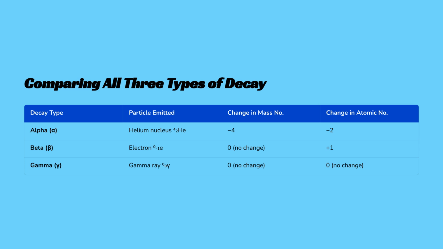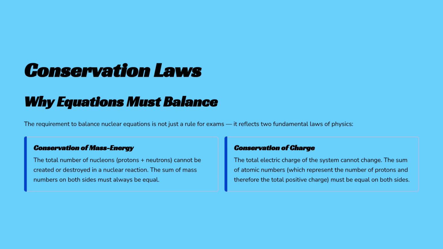This table summarizes the changes for alpha, beta, and gamma decay. Notice how alpha decay significantly changes the nucleus, while gamma decay does not change the element at all. We balance nuclear equations because of 2 fundamental laws: the conservation of mass energy and the conservation of charge. These ensure the physics remains consistent.